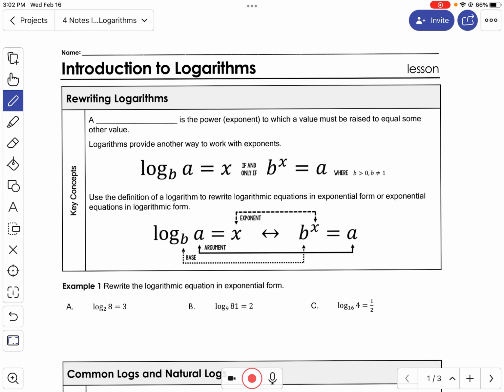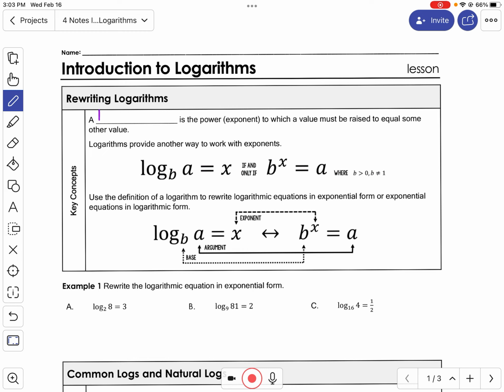Okay, so on this lesson, we're going to be looking at logarithms. It's just an introduction, and then we'll get into logarithm transformations later on. So first thing, a logarithm is something that you can use to rewrite an exponential, and then vice versa. If you have an exponential, you can rewrite it as a log.